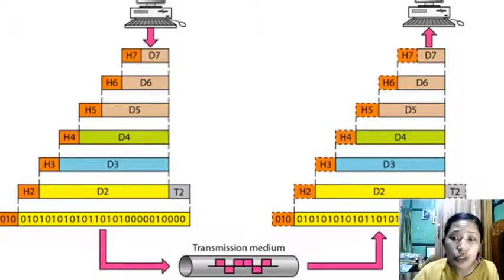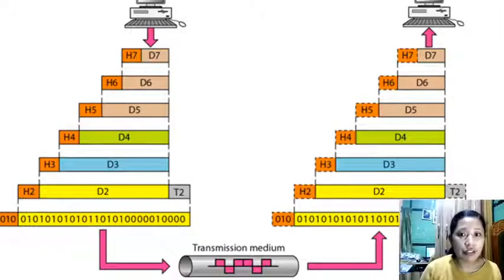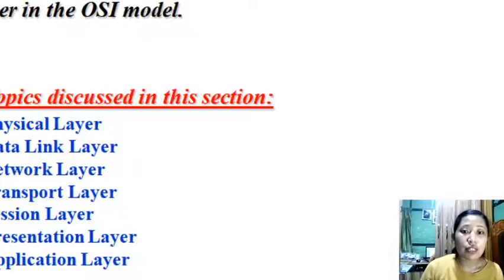This process is called encapsulation on the sending side and decapsulation on the receiving side. Encapsulation means the process of adding a header and trailer, and decapsulation means the process of reading or understanding the header and trailer and removing it. Then the message will be given to the upper layer. Next, we are going to see the functions of each layer in detail.